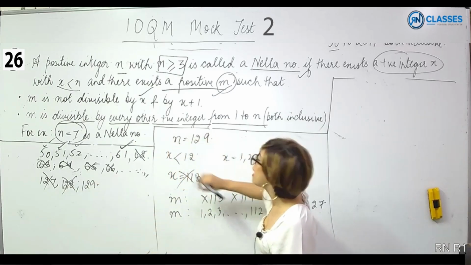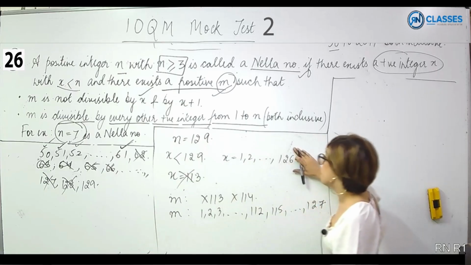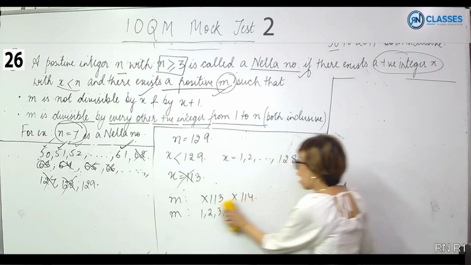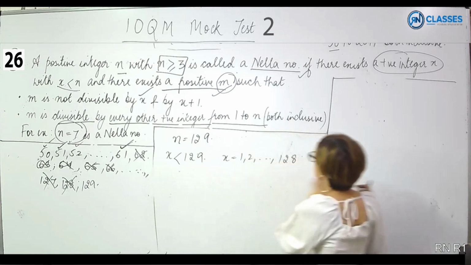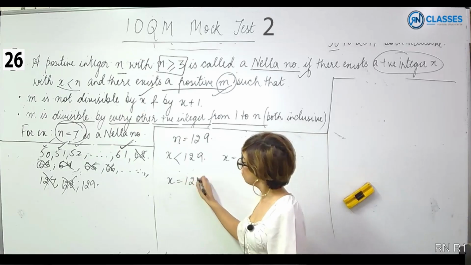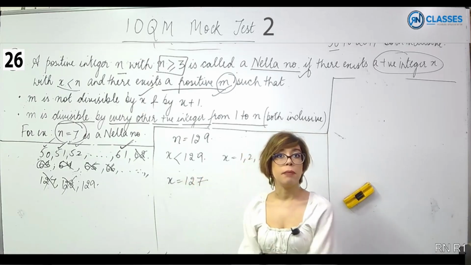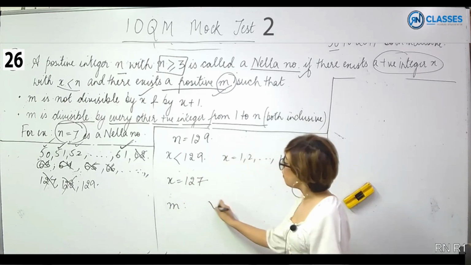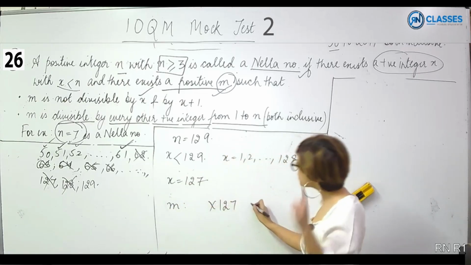129. So I want x less than 129. So that means I'll go till 128. Right? Now, I will go for the prime numbers less than 129. So that is 127. Let me see whether I get an Ella number or not. Right? So I want m, which is not divisible by 127 and not divisible by 128.